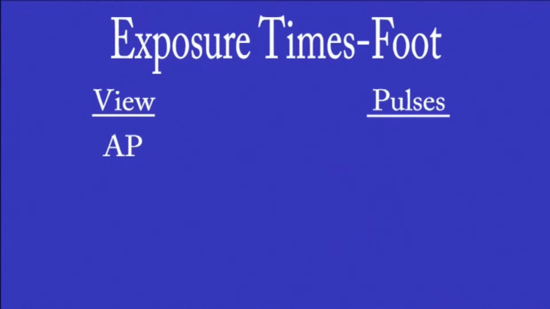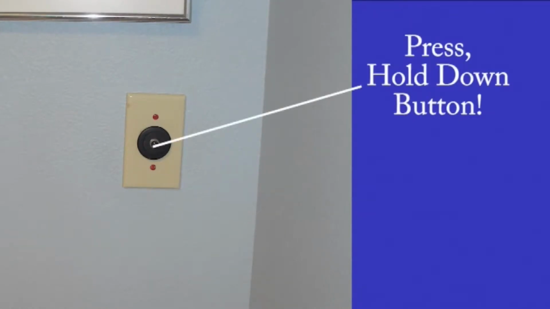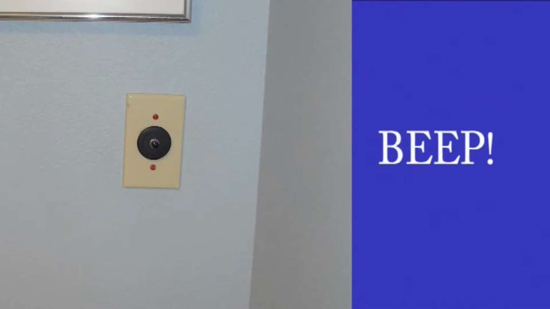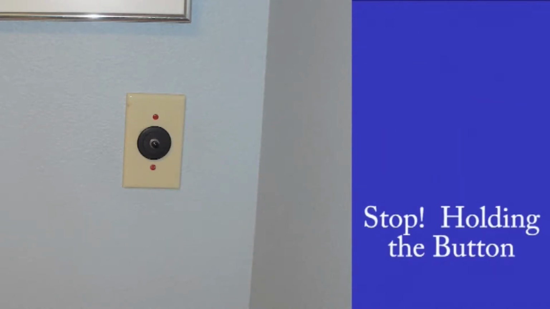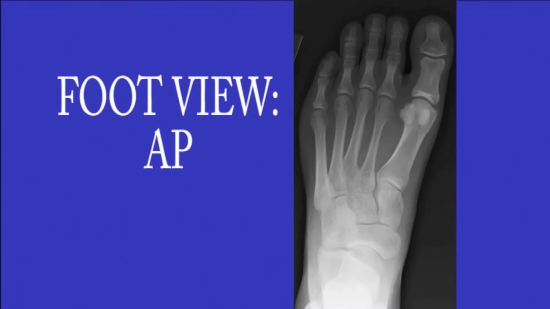For an AP, you will type in the numbers 006. When this is complete, tell your patient to stand still and go to the room behind the X-ray machine, where you will see a black button on the wall. Press and hold down the button until you hear a beep. When the beep goes away, you may stop holding down the button. You've just taken an AP view of the foot.